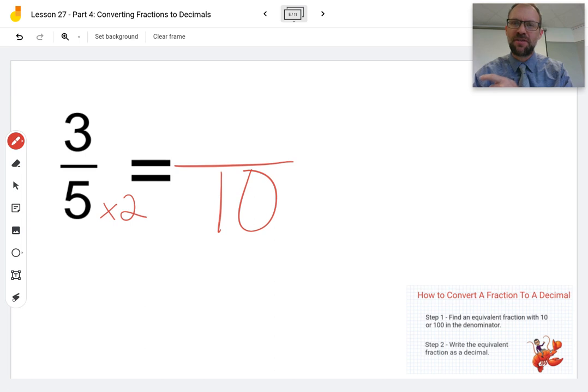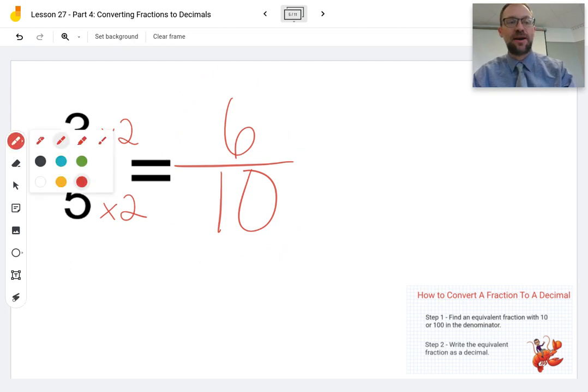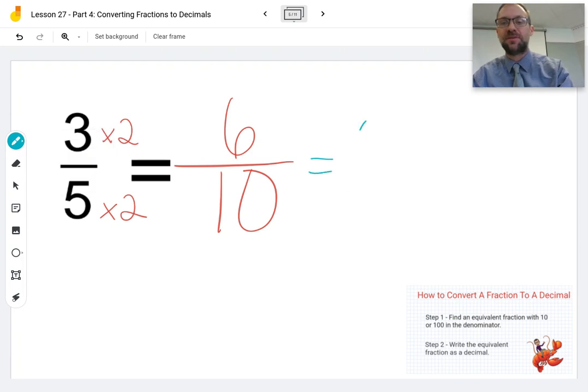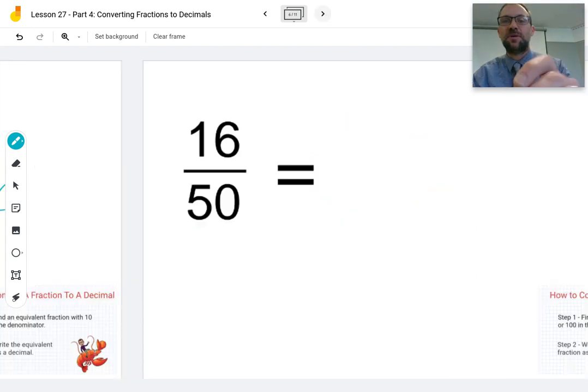And because I know how to find an equivalent fraction, I'll multiply the numerator by the same number as I multiply the denominator, 2. 3 times 2 is 6. And now I have an equivalent fraction to 3/5, which is 6/10. And it is a base 10 fraction. And so now I can simply convert by writing a 6 in the tenths place. And now I have 0.6. All right, want to see one more?